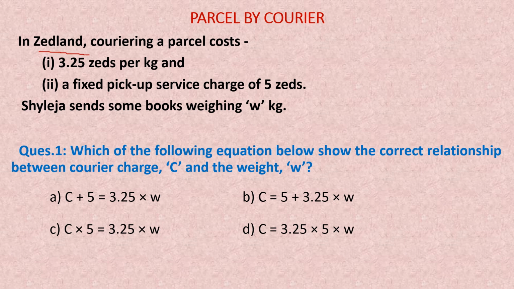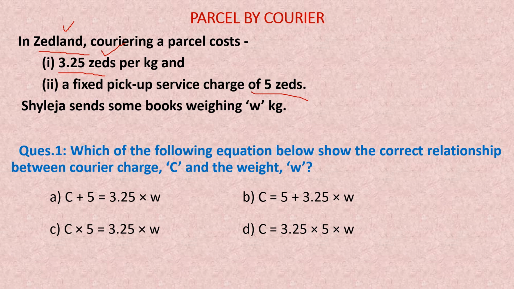Couriering a parcel costs 3.25 Zs per kilogram and a fixed pickup service charge of 5 Zs. Now here Zland is the name of the country. It's not a real name, simply they have given the name as Zland, and the currency of Zland is Zs. So according to the question, in the country Zland, if we want to courier a parcel, the charges are 3.25 Zs per kilogram plus a pickup service charge of 5 Zs.